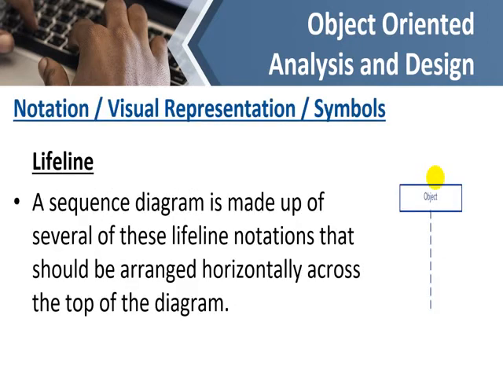So how do we draw that? First of all, there is a lifeline. Here you can see that a sequence diagram is made up of several of these lifeline notations. Lifeline notations should be arranged horizontally across the top of the diagram. These vertical lines, known as the lifelines, are displayed horizontally. One will be here, another one will be here. We will see those in detail, but this is the notation, this is the symbol.